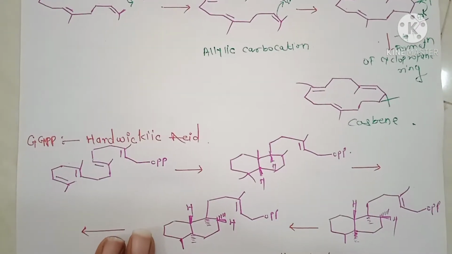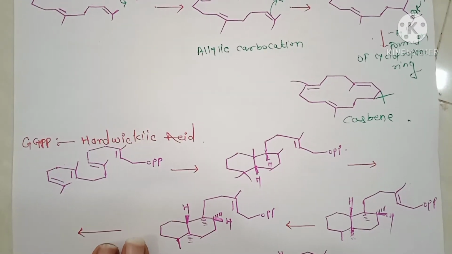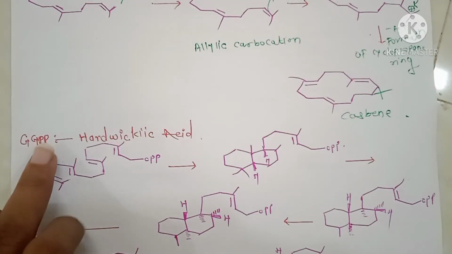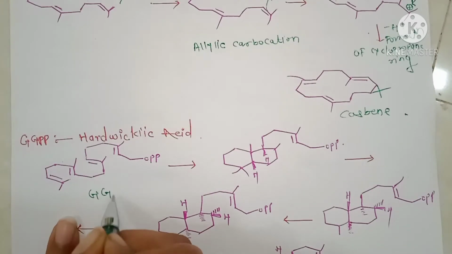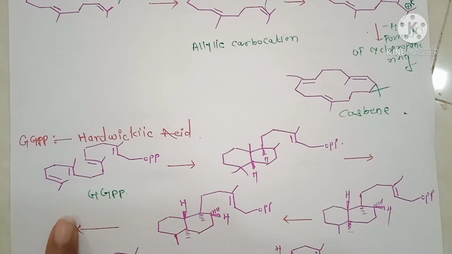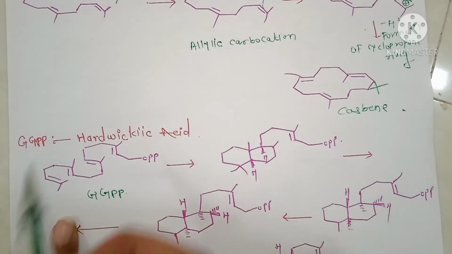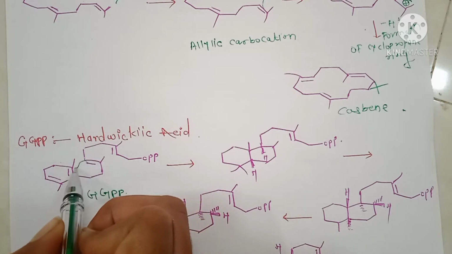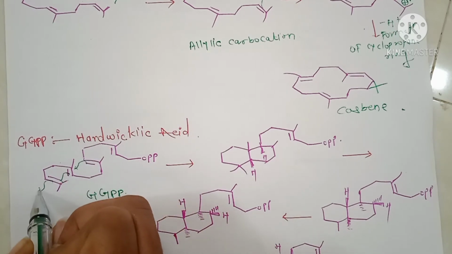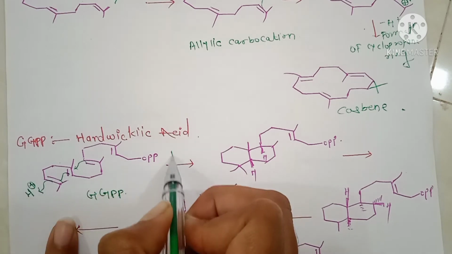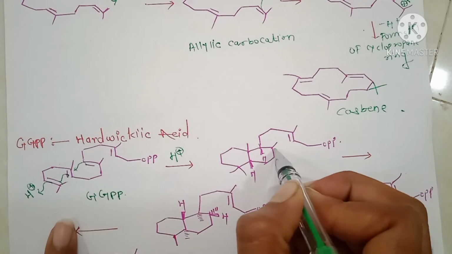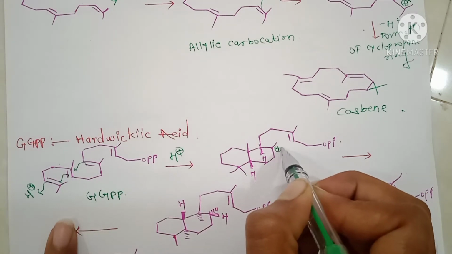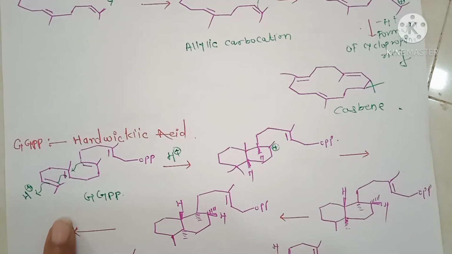Next, we will see the synthesis of hydrochloric acid from GGPP. First, draw the structure of GGPP. Step first is the cyclization or ring formation in presence of proton H plus. Okay. Here the formation of positive charge.